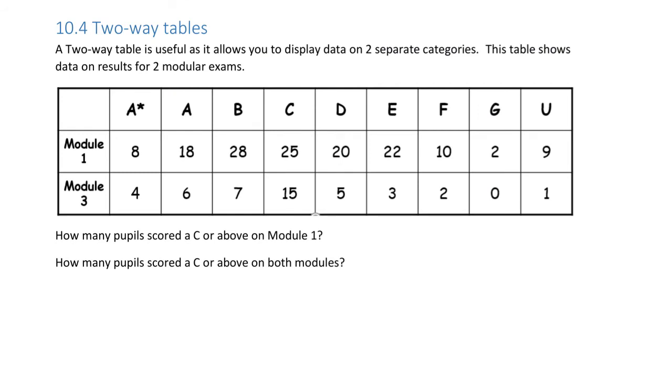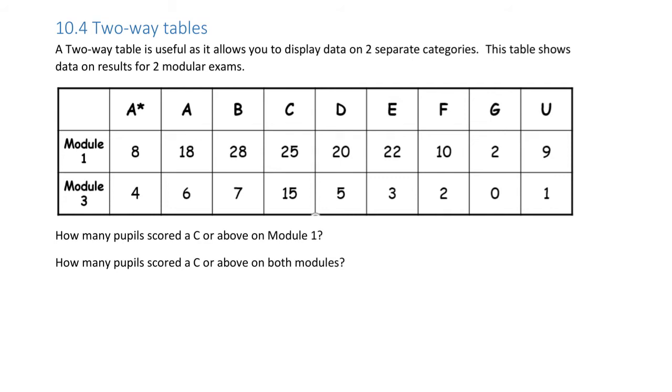10.4 Two-way tables. A two-way table is useful as it allows you to display data on two separate categories. So this might be in tracking two different people's sets of results, or two results for different year groups in different modules of subjects. And it can be looked at for lots of different data. So in this we can see that we've got two modules, Module 1 and Module 3.